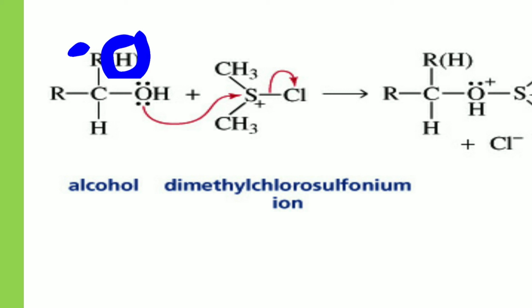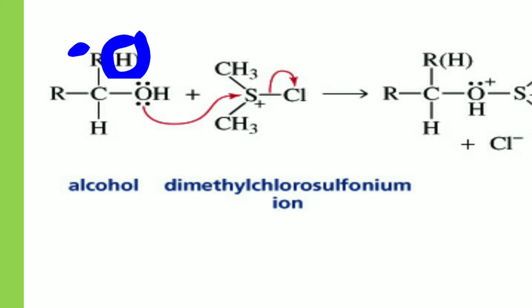Okay, then how will the mechanism happen? This alcohol, which has oxygen with a lone pair of electrons, donates the lone pair to the sulfur. This compound, the oxidizing reagent, is called dimethyl chlorosulfonium ion, or dimethyl sulfur chloride. You can see the red arrow: the oxygen donates the electron to the sulfur, and at the same time the chlorine, which is a good leaving group, gets removed.